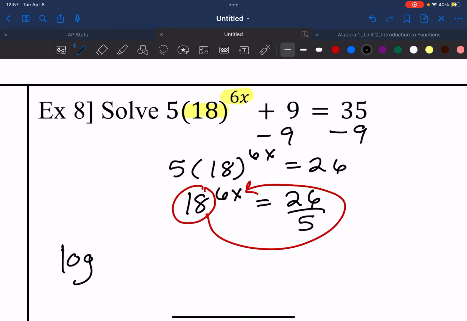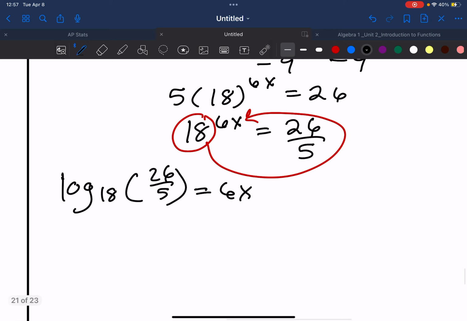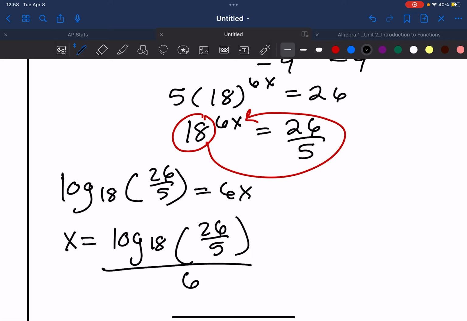So this is log base 18 of 26 fifths is equal to 6x. And then to solve for x, I'm going to divide both sides by 6. So x is equal to log base 18 of 26 over 5, all divided by 6. And that is my exact answer. And if I needed an approximation, I would put this exactly how it is in the calculator and get x is approximately 0.0951.